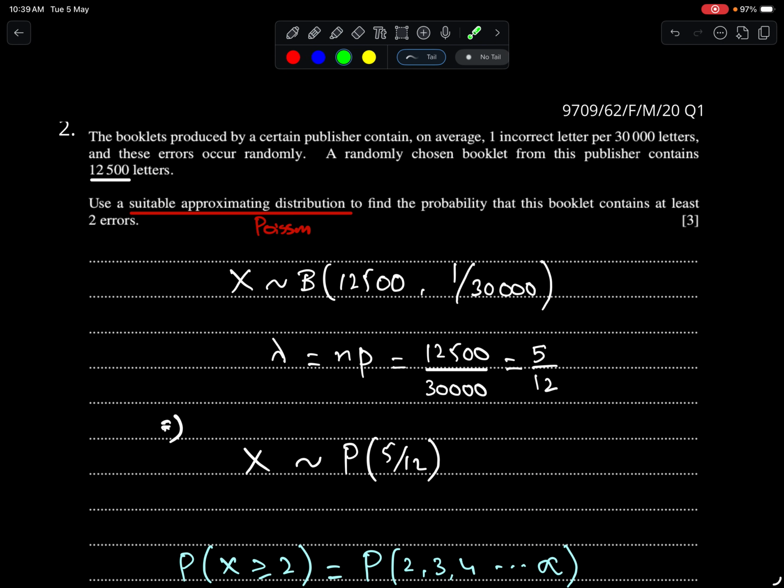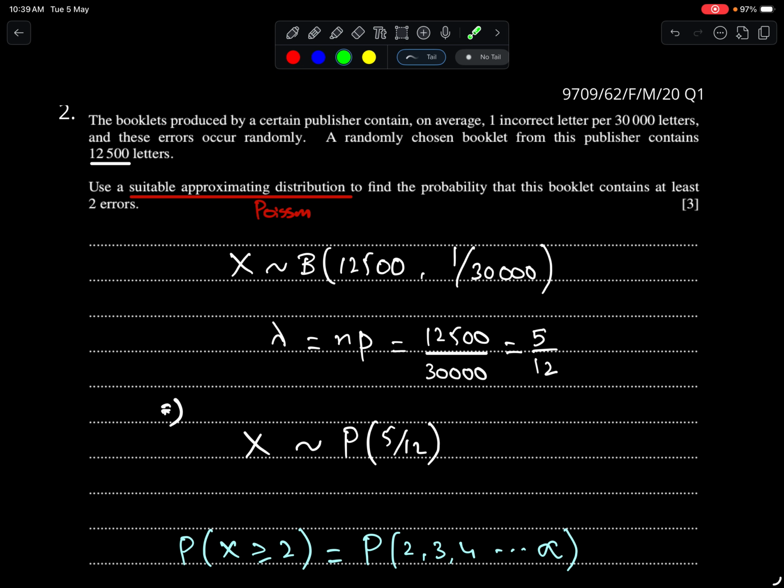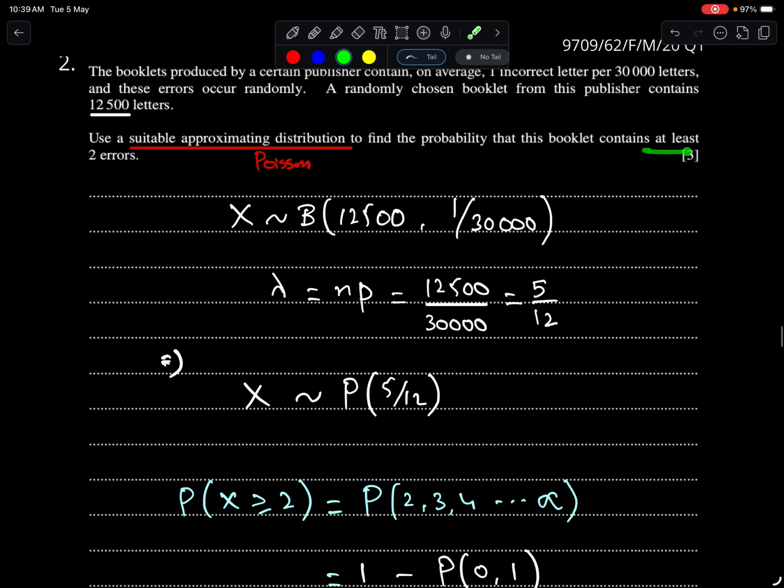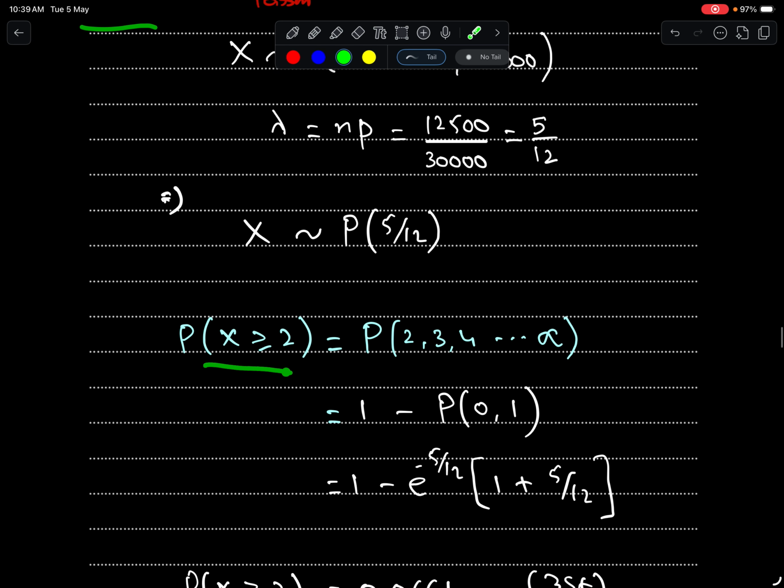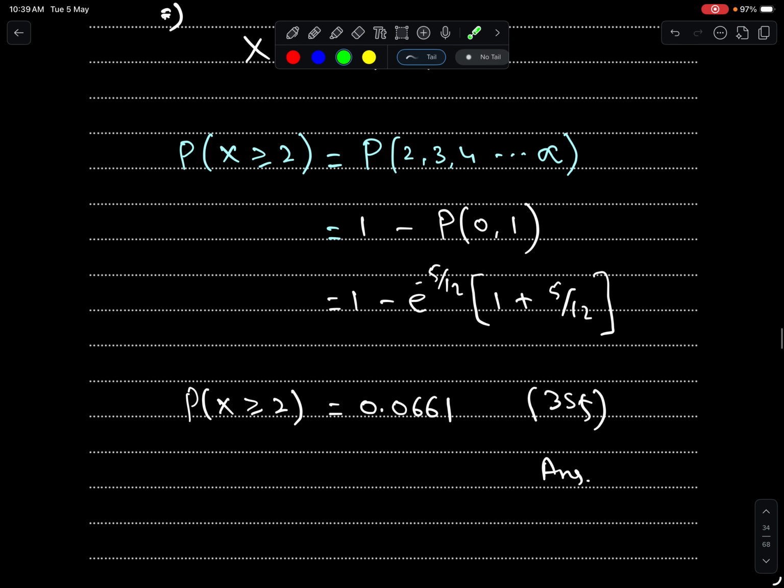One more question of binomial to Poisson. The booklets produced by a certain publisher contain on average 1 incorrect letter per 30,000. So this is p, 1 upon 30,000. And these occur randomly, and this is n. So this is the binomial distribution. Get np, which is 5 upon 12. And we need the probability of at least 2 errors. For at least 2, write the direct method, 2 to infinity. In the indirect method, 1 minus the numbers which are not in this list. And the answer should be up to 3 SF.